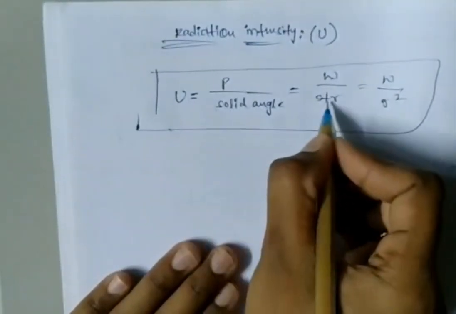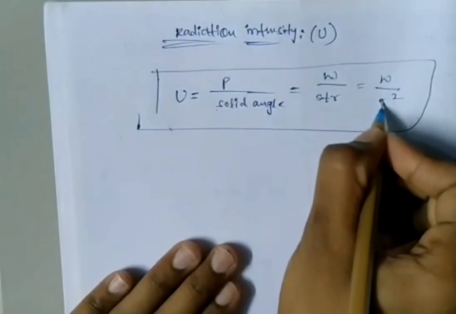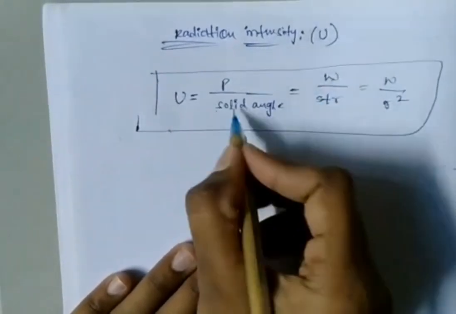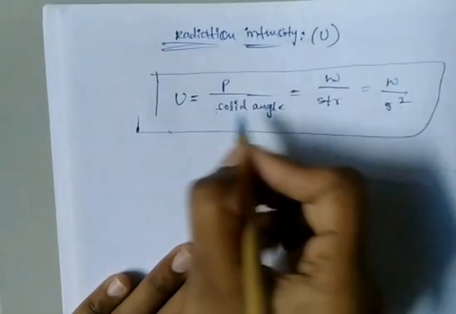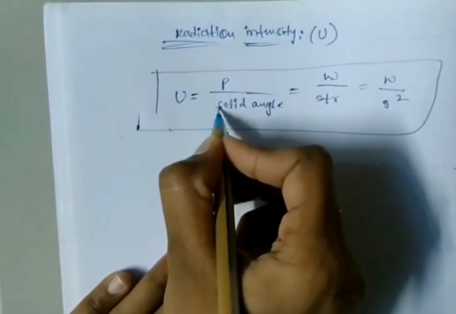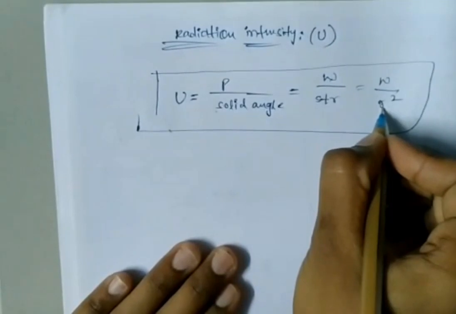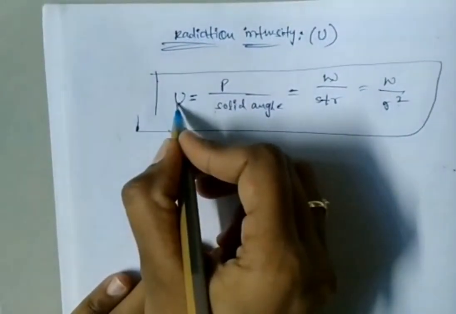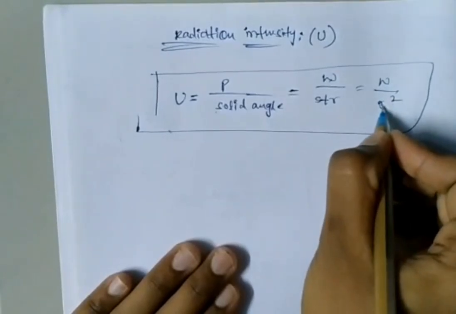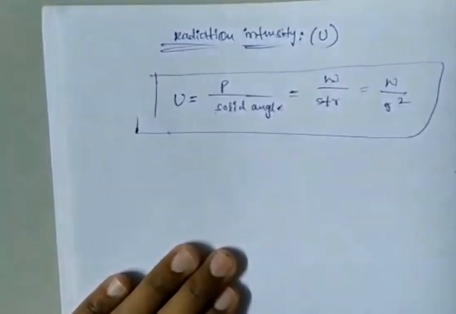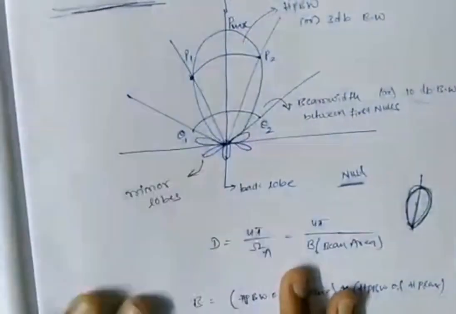So 1 steradian equals r square. W by r square, because solid angles are measured in steradians. That's why I am taking the steradian here. Here I am saying per unit solid angle, that's why I am taking the r square here. The radiation intensity formula is total power delivered from the antenna per unit solid angle, W by r square. And now here we are saying the beam width.